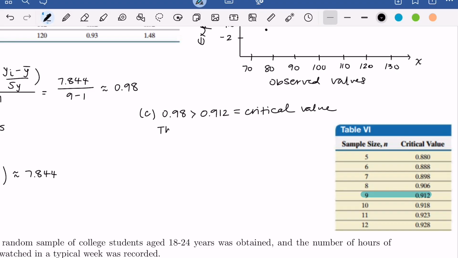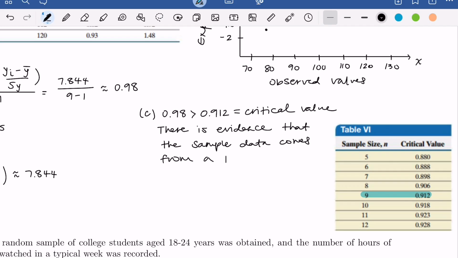So because of this, there is evidence that this data comes from a population, which I'm going to abbreviate as pop., that is normally distributed.